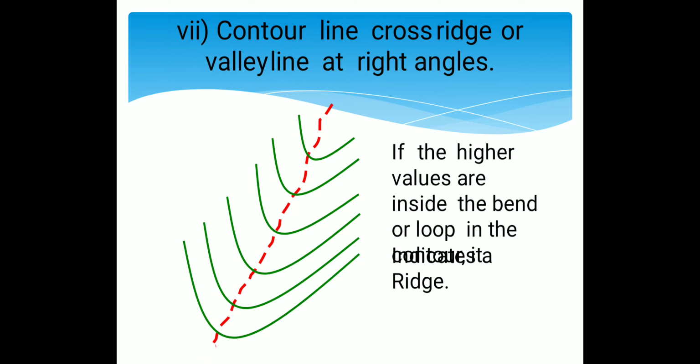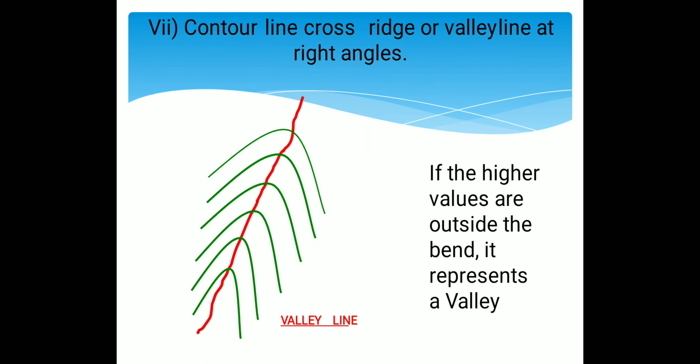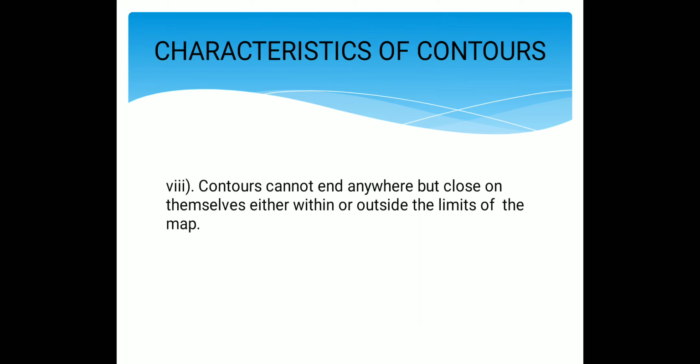Next, contour lines across a ridge or valley lines are at right angles. If the higher values are inside the bend or loop, it is called a ridge. If the higher values are on the outside of the bend, it represents a valley. How do we find if it's a ridge or a valley?